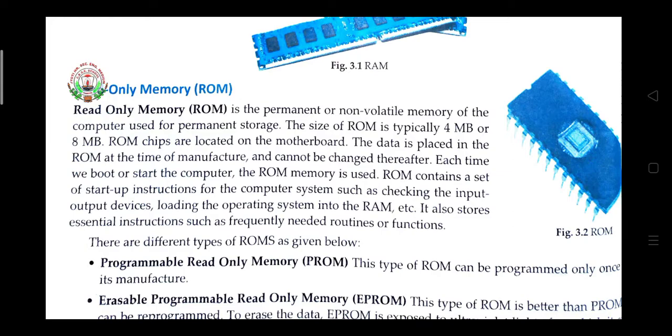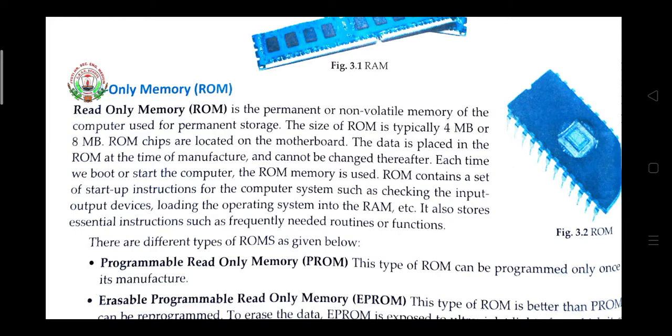Suppose you are making a program and you have to store that program in your computer memory, so that storage is known as ROM. In ROM you can only read the software, read the storage device data. The size of ROM is typically 4 MB or 8 MB. ROM chips are located on the motherboard. The data is placed in the ROM at the time of manufacture and cannot be changed thereafter.